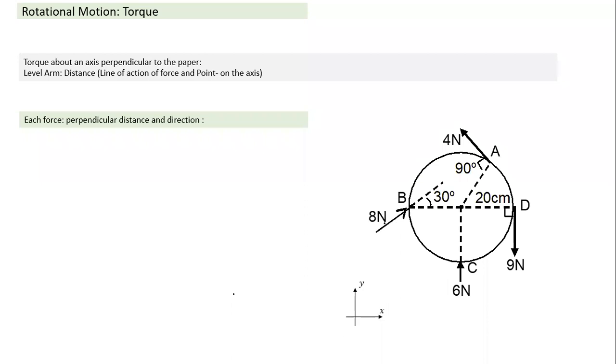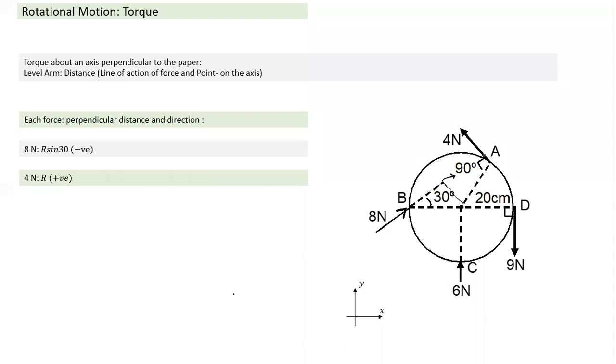Let's start with the first one, 8 Newton. What is the perpendicular distance? I'll drop the perpendicular from here. If the radius is 20 centimeter, the perpendicular distance is 20 sine 30, r sine 30. Which direction is it trying to rotate? If I look at this, it is tending to rotate in this direction, clockwise. It's negative.